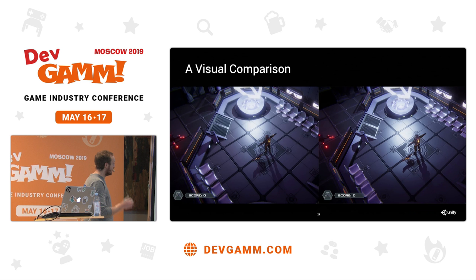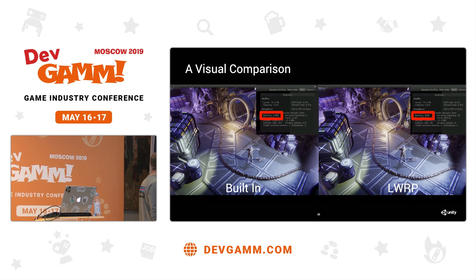Again, another visual comparison. This is Angry Bots 2. I think the difference here is even less apparent than in the scene that I showed. On the left side is what was built in, and on the right was the Lightweight Render Pipeline. Again, these were without any tweaking. If you can see, the first one has 1,200 batches, and the second one 600. Again, without doing anything.